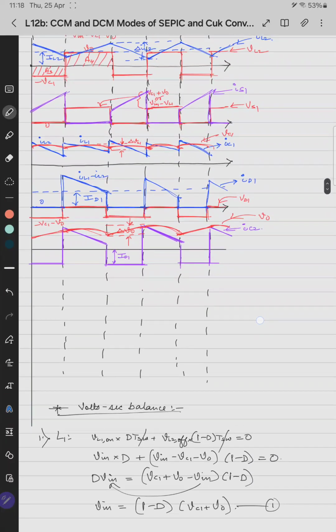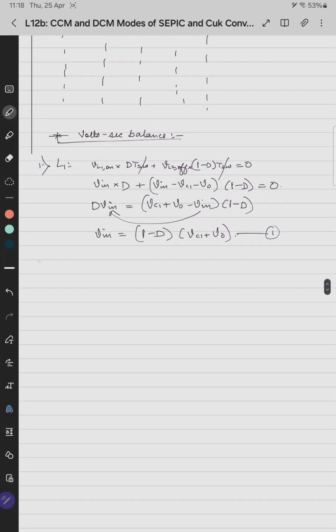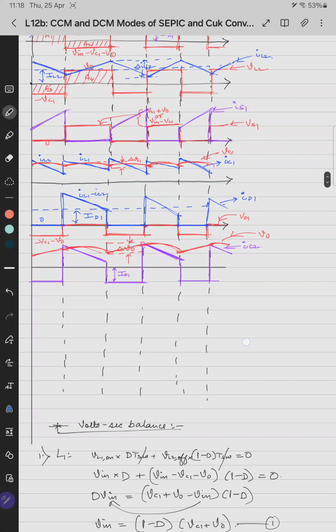We'll get rid of VC1 by doing volt-second balance of L2. So volt-second balance of L2 is VL2 on into D into T switching plus VL2 during off into 1 minus D into T switching will be 0. So what is VL2 on?